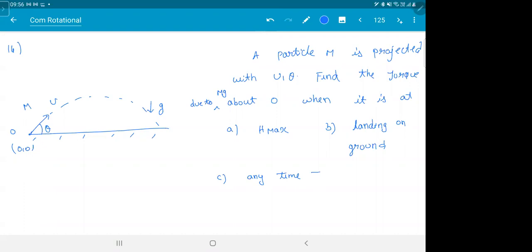Again, I'll repeat the question. A particle is projected with u and theta. mg is acting on it. Find the torque due to mg when it is at h max, when it is landing on the ground, when it is at any time. Three questions. Get them. I'll give you 3 minutes. This is not based on center of mass. This is a regular question again. Any doubts, ask me if you didn't understand the question.